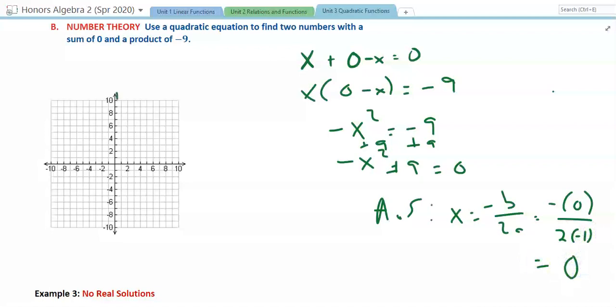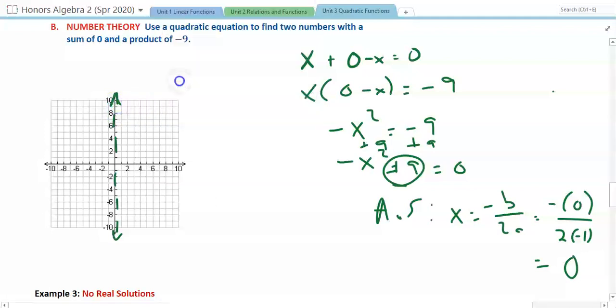And so my axis of symmetry is the y-axis. And so now we figure out what our y-intercept is going to be. Well, our y-intercept told us right here. Our y-intercept is positive 9. So I'm going to put my dot up here. It's going to be a little hard for me to do.